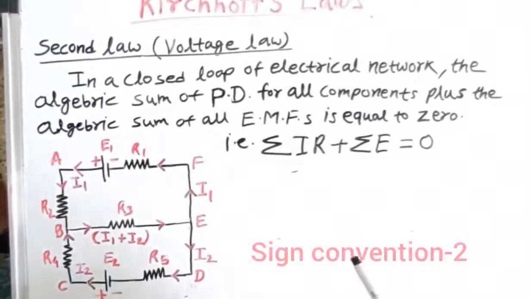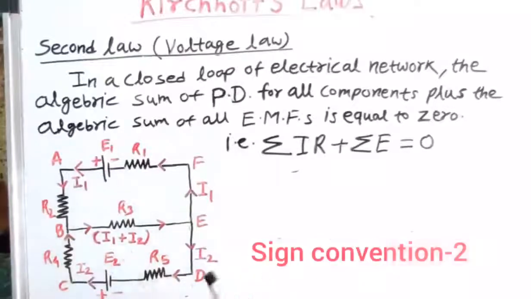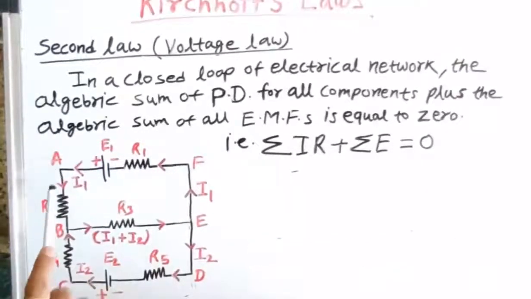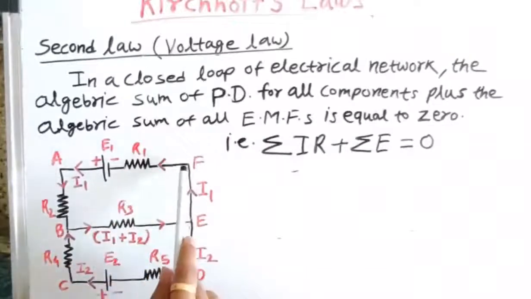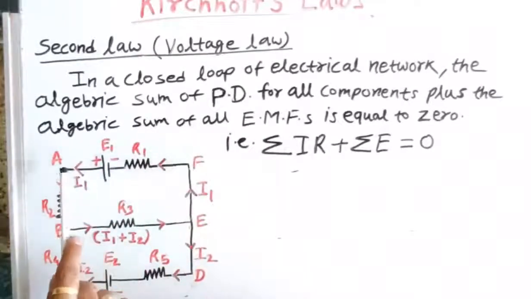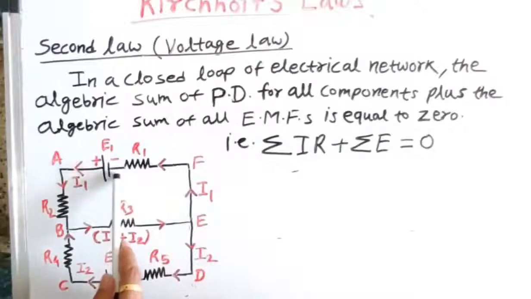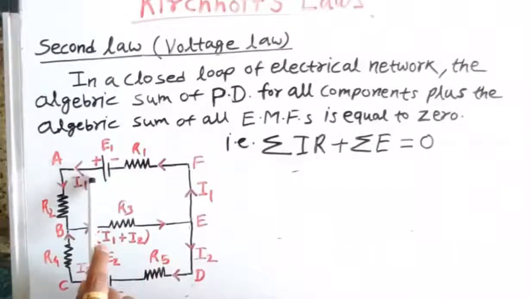Now, the second sign convention states that EMF is positive if we traverse from the negative terminal to the positive terminal inside the cell, and EMF is negative if we traverse from the positive terminal to the negative terminal. It means if you are tracing the loop A, B, E, F, A, and in this branch we are moving from F to A, from the negative terminal of the source of EMF to the positive terminal, then this EMF is to be treated as positive.